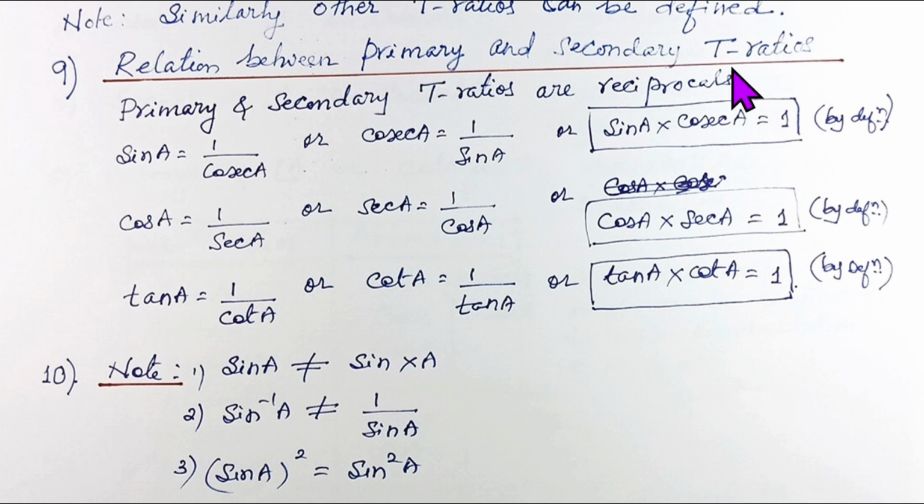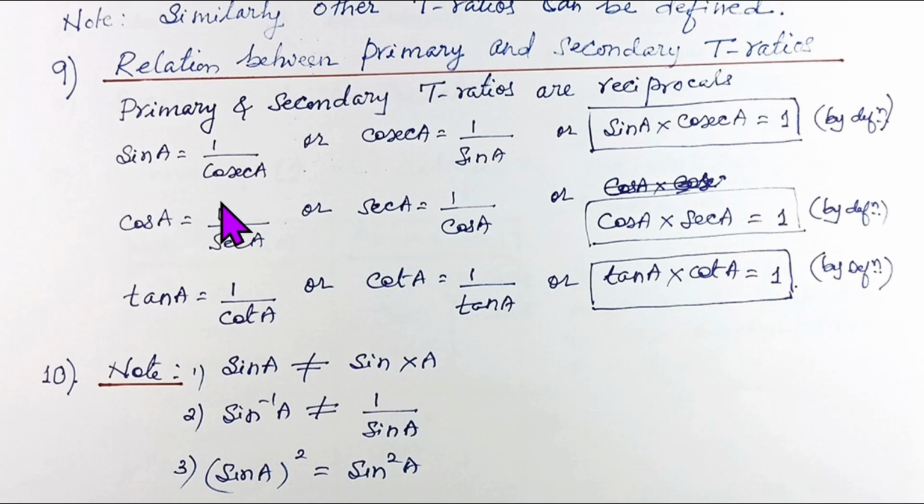Now the relation between the primary and secondary T ratios. We already know what the primary T ratios are, and what the secondary T ratios are. The primary trigonometric ratios are sine, cos and tan, and the secondary T ratios are cosec, sec and cot. So sin A is equal to 1 upon cosec A. That means the primary and secondary T ratios are reciprocals of one another. If you take sin A, it is 1 upon cosec A, and if you take cosec A, it is 1 upon sin A.